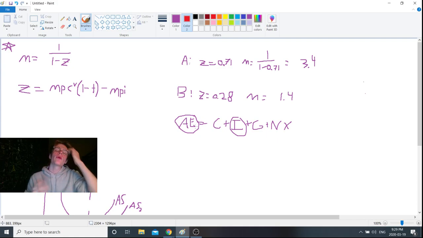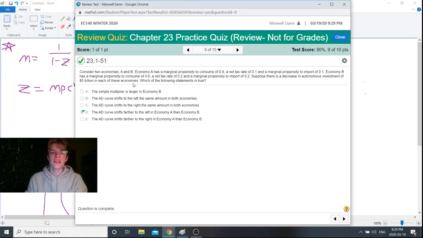Now, what did we just talk about? We said when something happens, there is a greater effect than just what it initially says. So here it says 5 billion. It doesn't actually matter what the number is. We just need to know that there's a decrease.